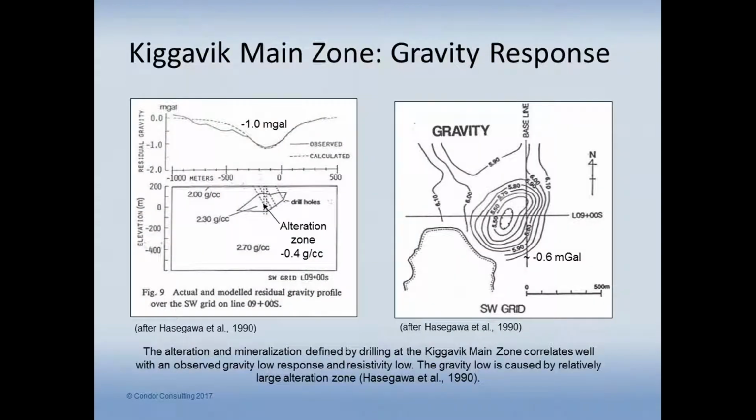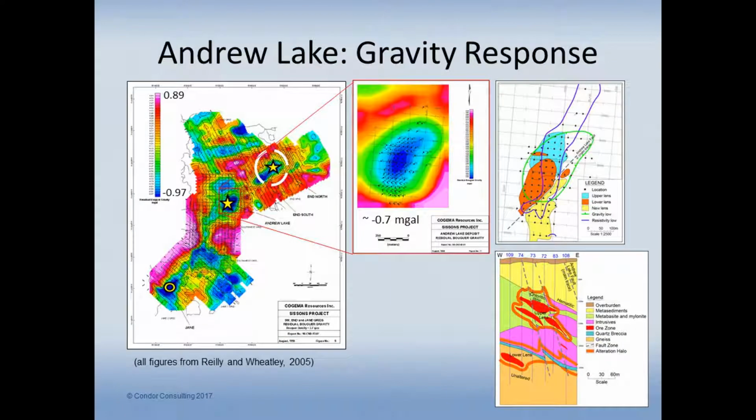So this is, on the left we have a model section. This isn't a real geologic section. We put in a minus 4 grams per cc density contrast in order to model the observed gravity low over the deposit. And here you can see it's a very nice concentric low, which is centered right on the mineralization. And then if we look at Andrew Lake, we've got slightly better images to work with.